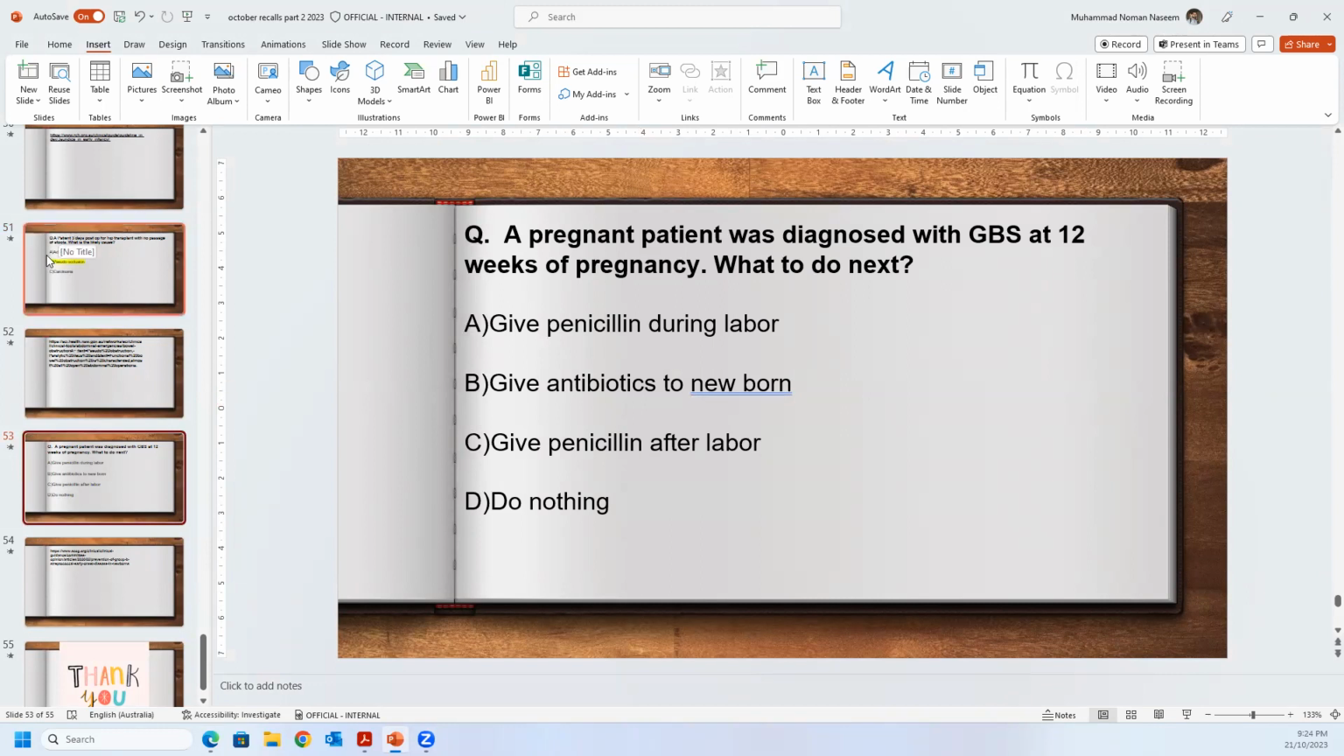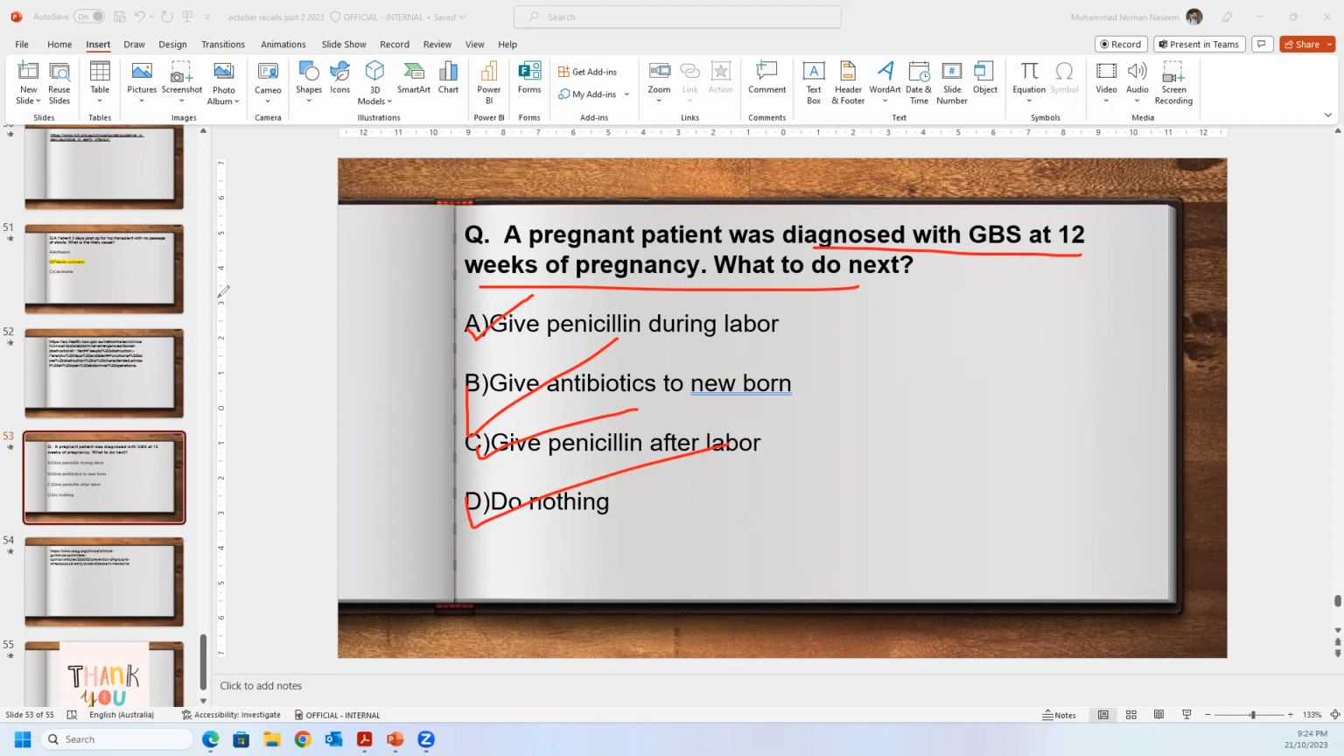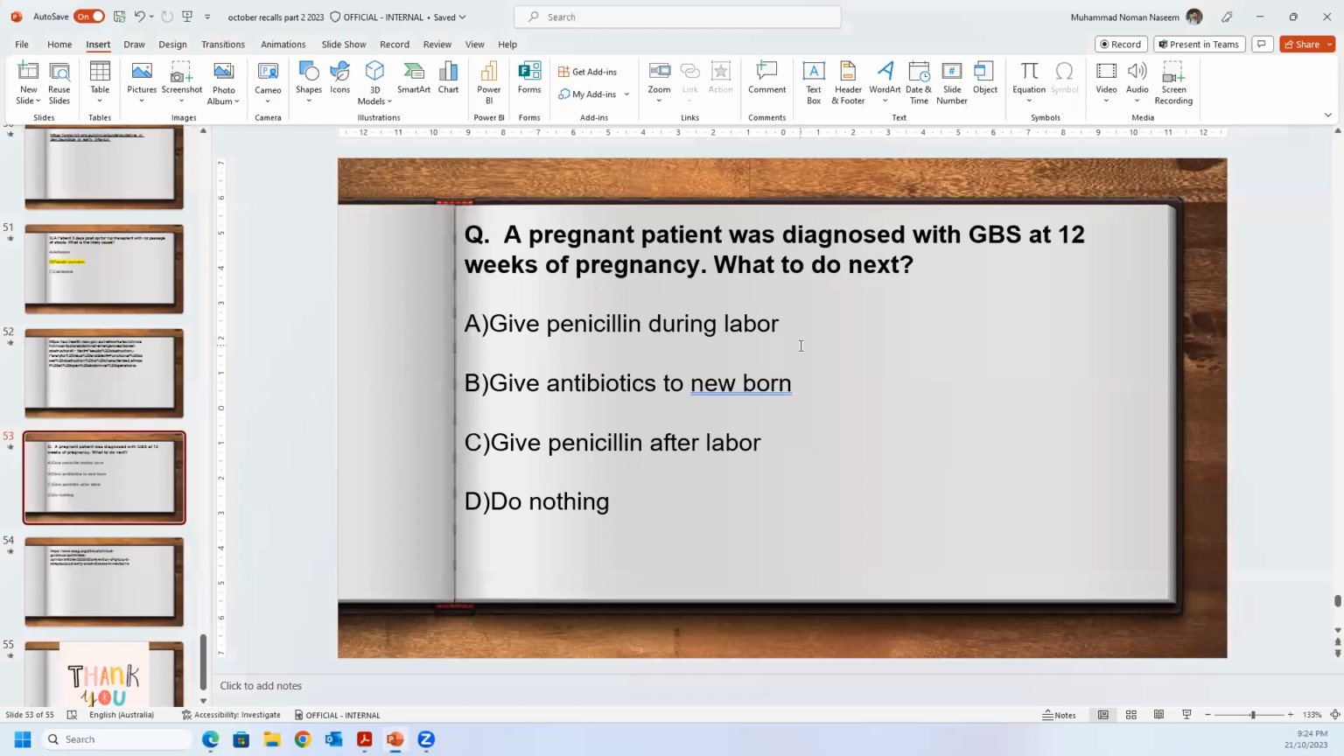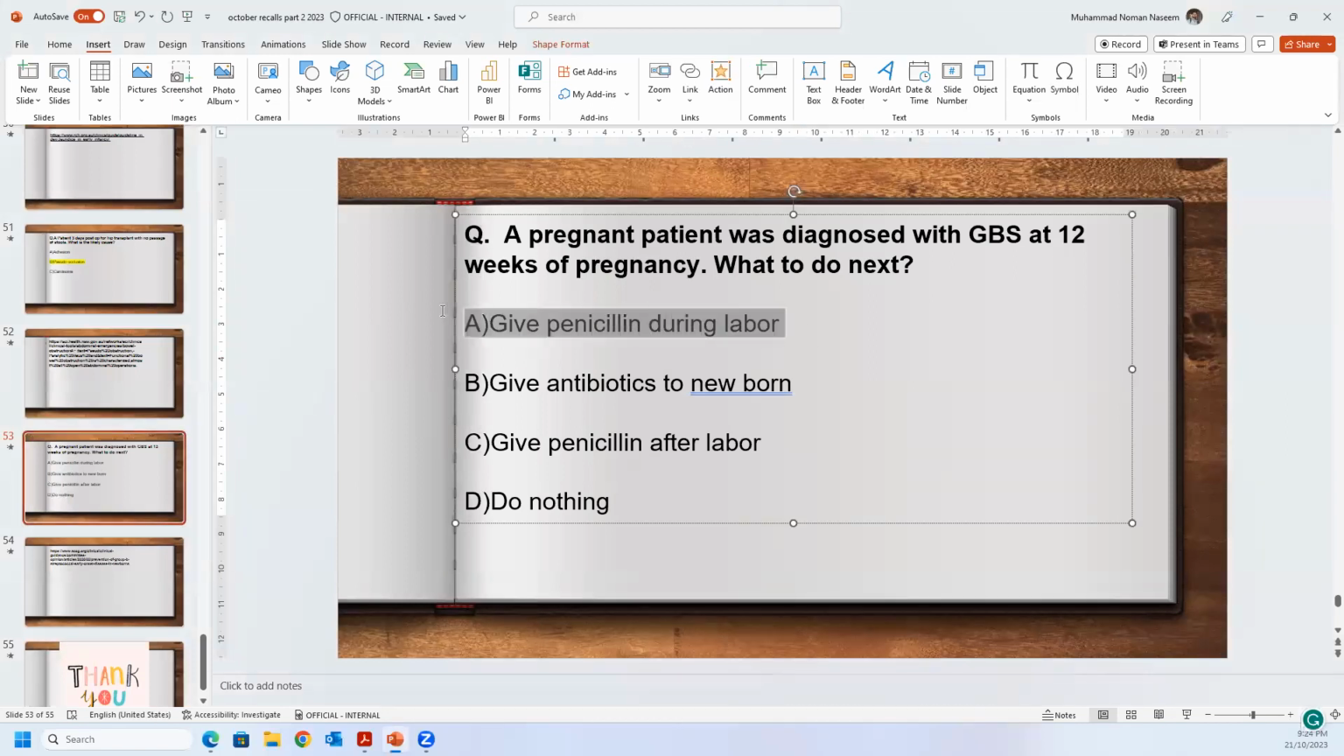All right. Pregnant patient was diagnosed with group B Streptococcus infection at 12 weeks of pregnancy. Now what do you need to do? Give penicillin during labor, give antibiotics to newborn, give antibiotics after labor, or do nothing and let the infection brew. Very good. When do we do the GBS screening in a patient? 34, 36 weeks. This time period is also good.